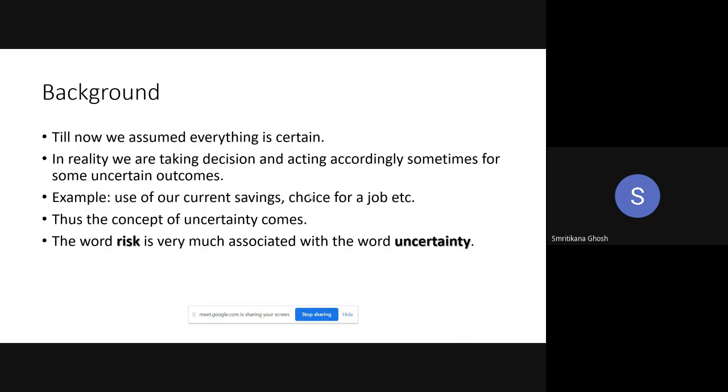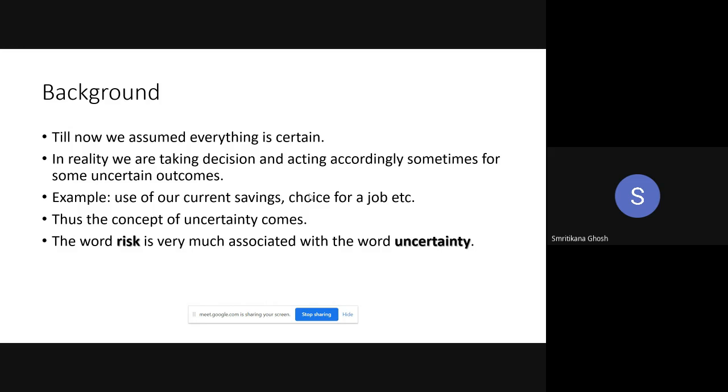And the second one is a choice of a job. If you get a government job, then it is very good because it's a certain income in that sense. The income is certain. And there are so many jobs in the market.